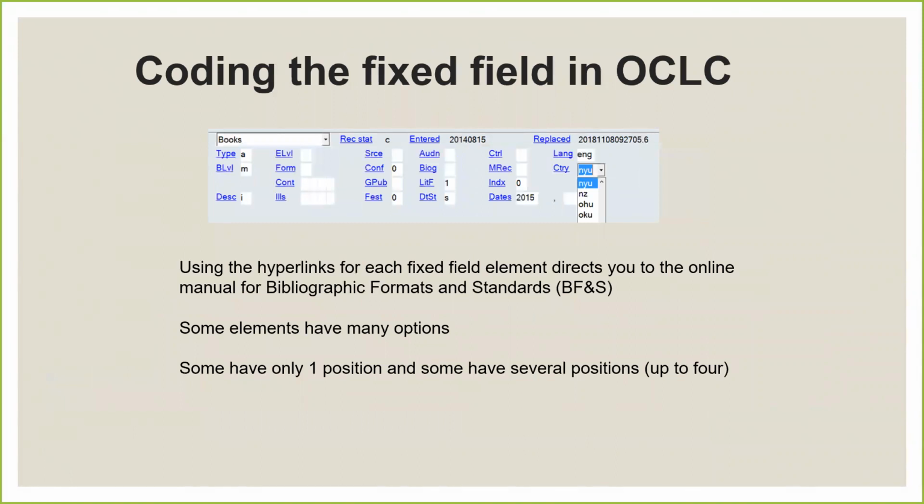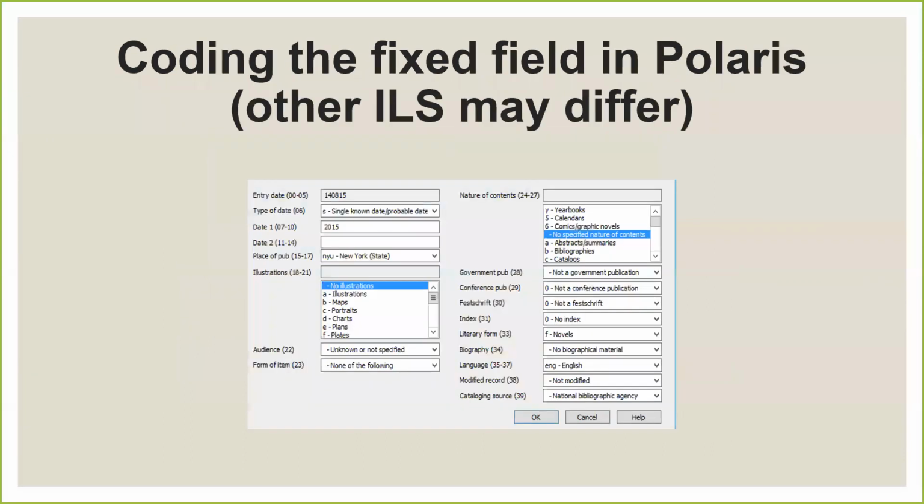OCLC has the option to include a drop-down arrow to display the options available for each element of the fixed field. The use of the drop-down does need to be checked in Tools, Options, Record Display, Use of Drop-Down Fixed Fields. A hyperlink to OCLC's Bibliographic Formats and Standards, or BFAS, has an explanation and guidance for completing the fixed fields. This is an example of how Polaris enables easy coding of the fixed field. Other ILSs may use a different approach.